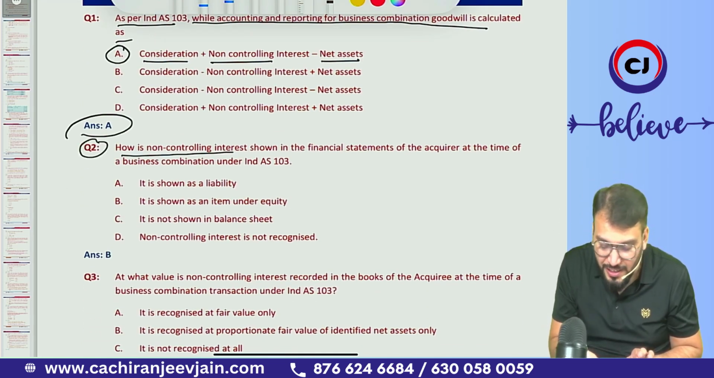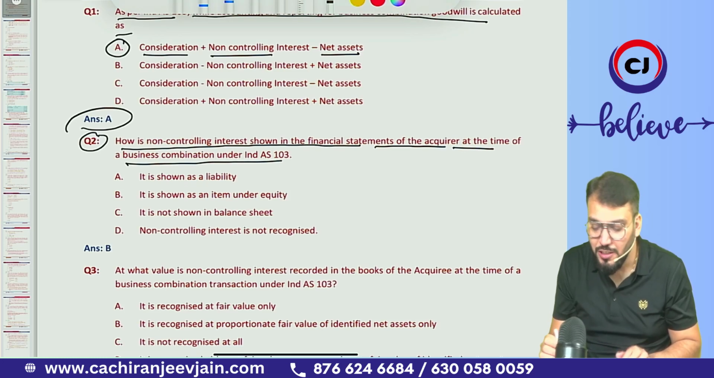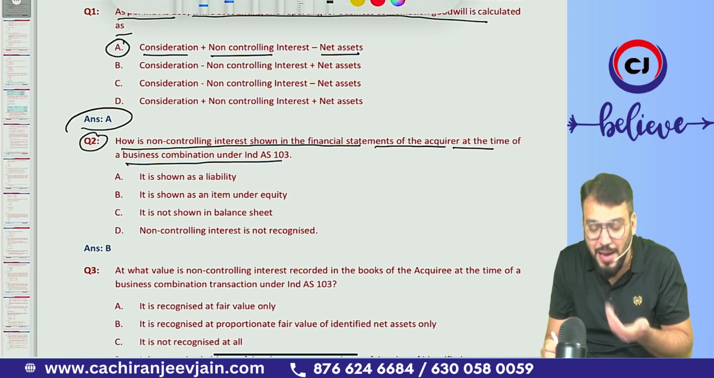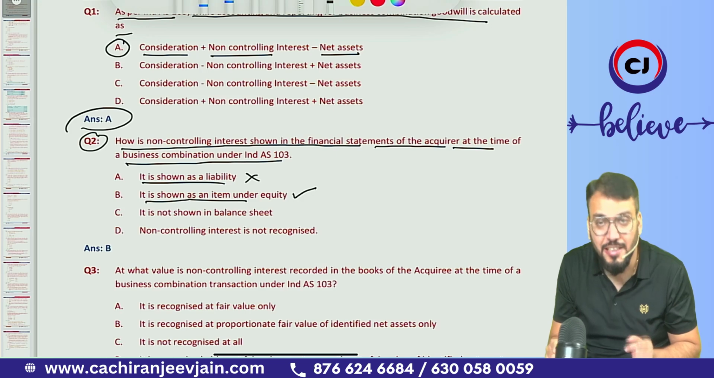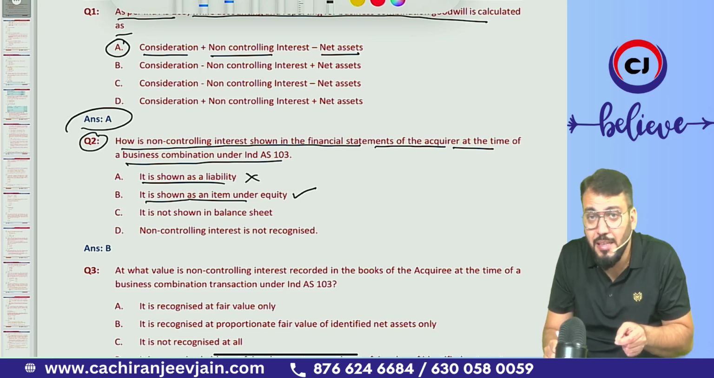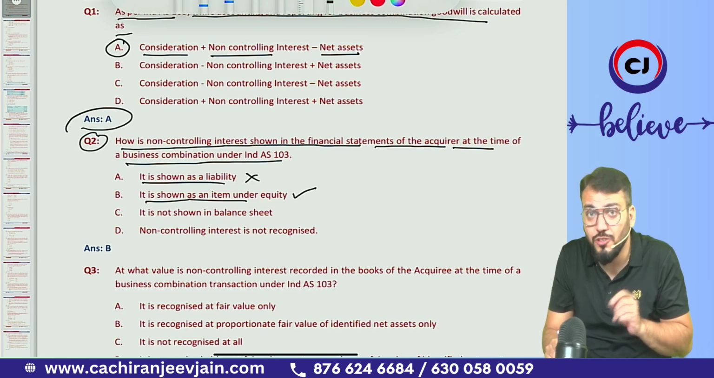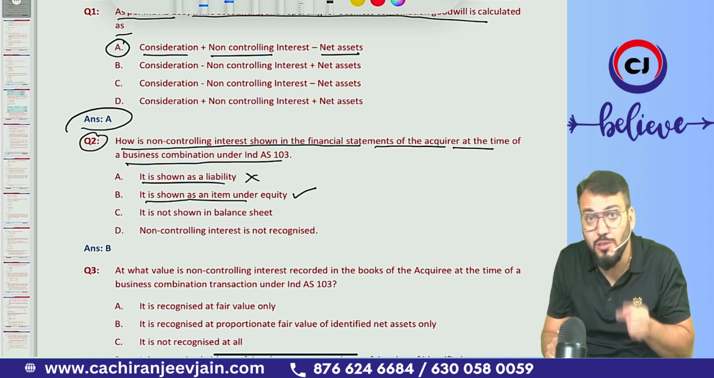Question number 2. How is NCI shown in the financial statements of the acquirer at the time of business combination under Ind AS 103? So how is NCI shown in the balance sheet? It is shown as a liability, not correct. It is shown as an item under equity, it is correct. But normally sometimes what happens? Option B is correct. But sometimes option C or option D might be the more perfect answer. Correct? Now you need to read all the options.